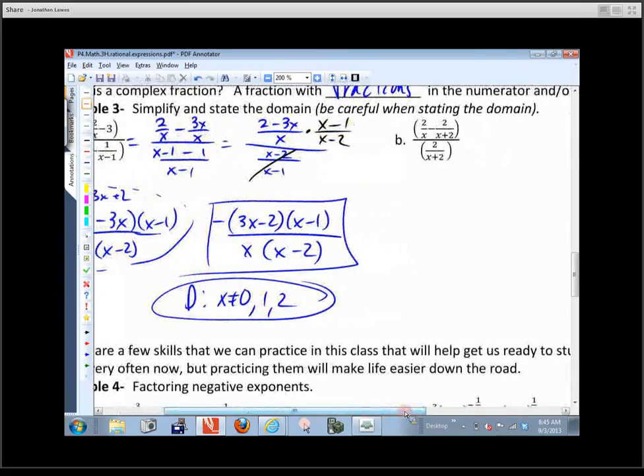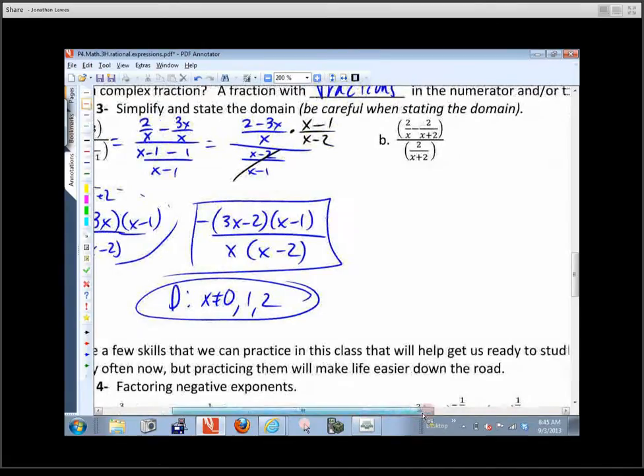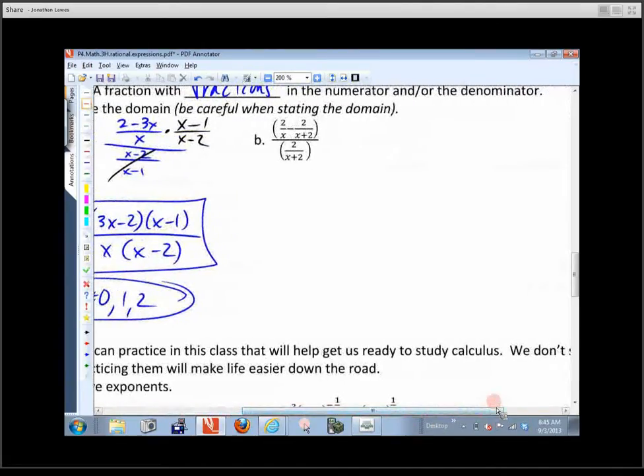Any questions? Okay, let's do the same thing on this one. Or do you get the idea? Raise your hand if this is pretty easy. You've seen complex fractions.